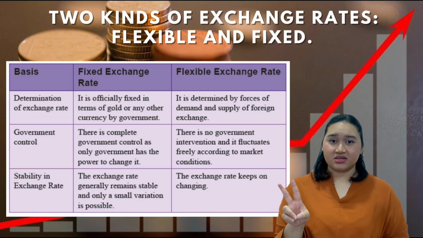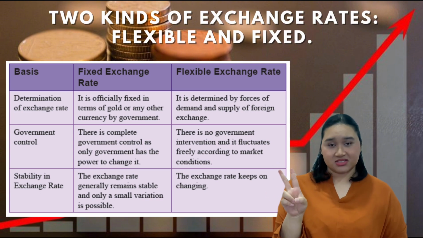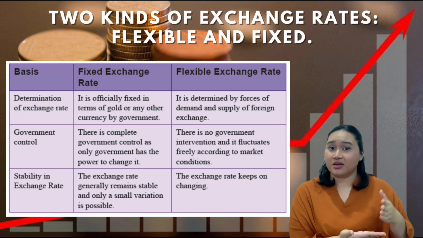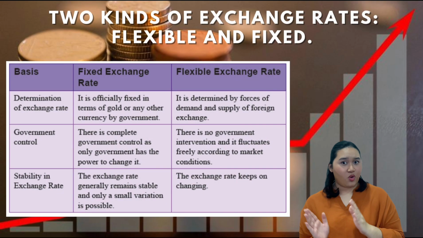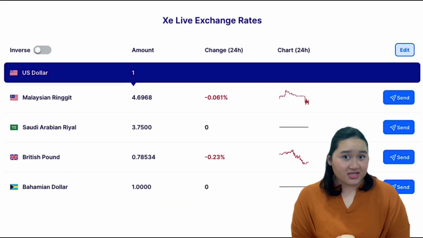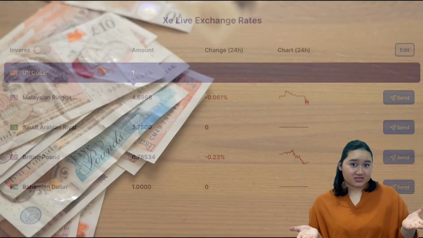There are two kinds of exchange rate, which is flexible exchange rate and fixed exchange rate. A flexible exchange rate changes constantly on a moment-by-moment basis, for example, USD dollar, UK pound, Korean won, and so on. While the fixed exchange rate doesn't change unless the government says so, for example, Saudi Arabia Riyal and the Bahamas.